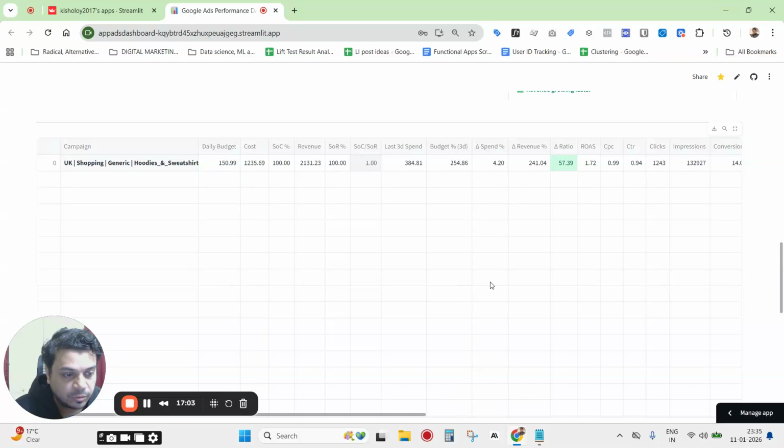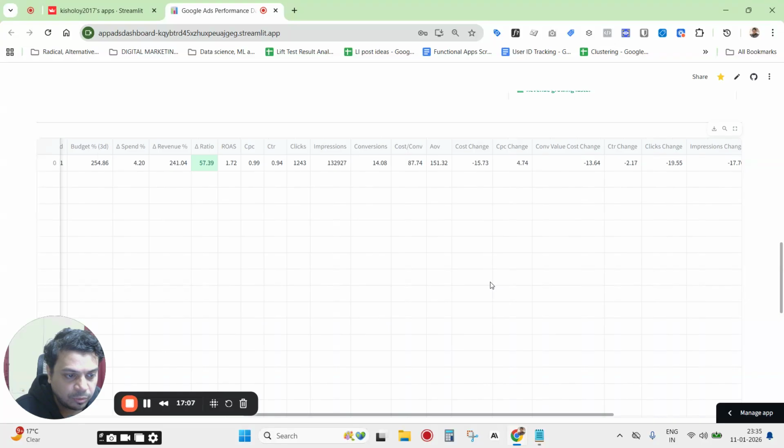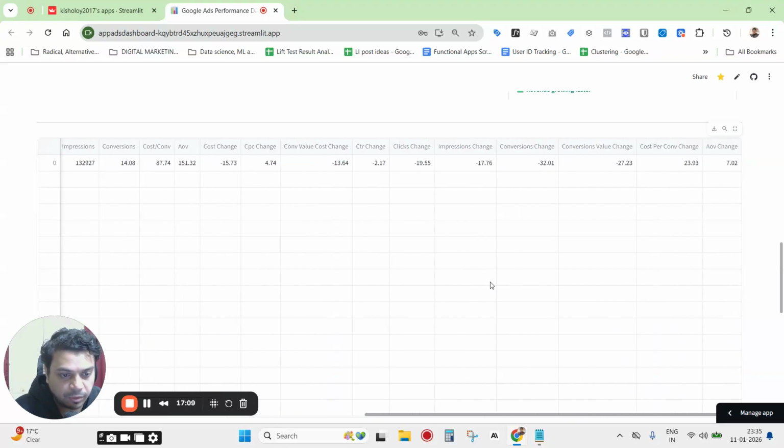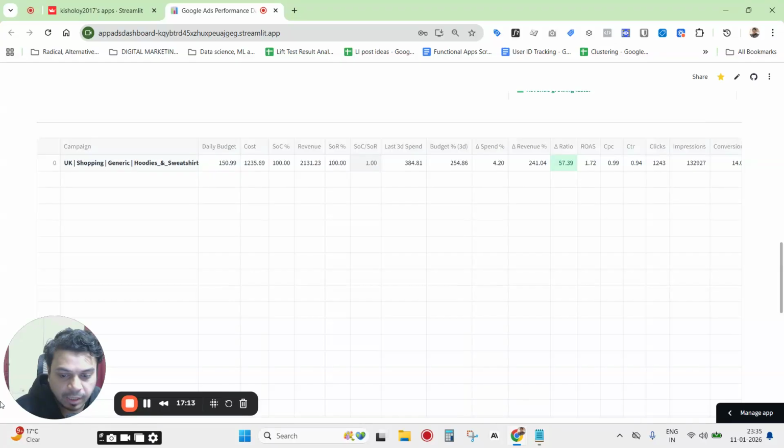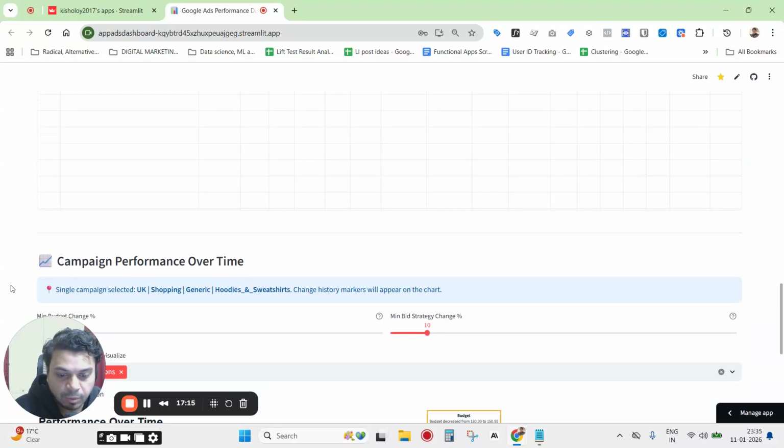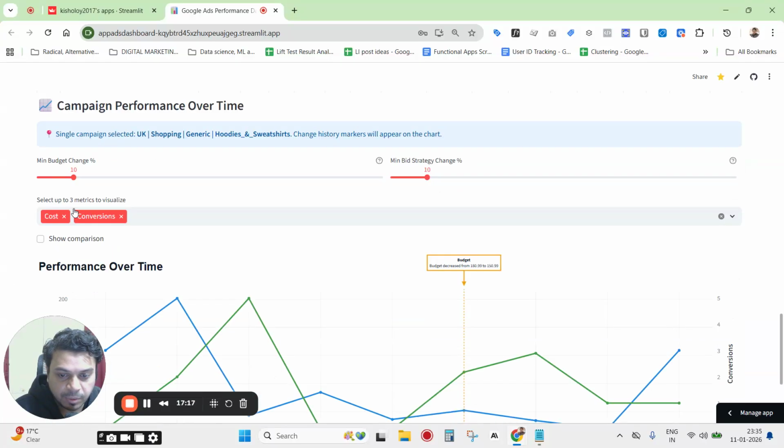Again, if you're trying this out and you need a different kind of orientation to it, just let me know. But we'll see every other metric for this campaign. Like I was saying just a while back, the main advantage of this particular section is that you can now choose a minimum budget change and a minimum bid strategy percentage change. Budget and bid strategy changes are the only two I've been pulling right now.